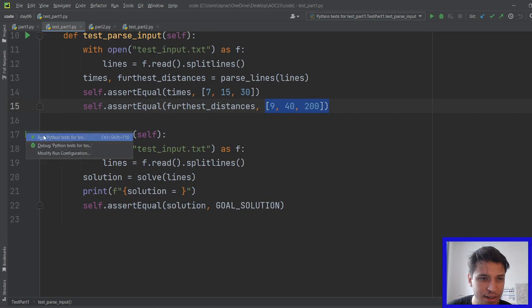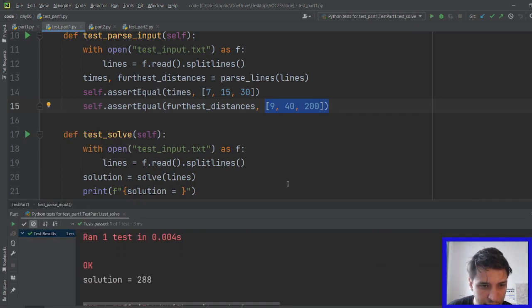Okay, we can run that on the test input, and that looks good. So we can also run it on the real input, and it also gives us the right solution.